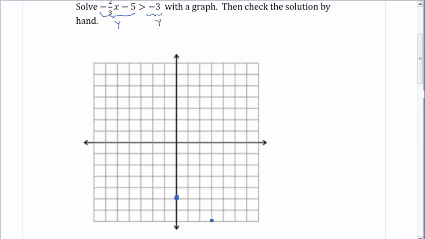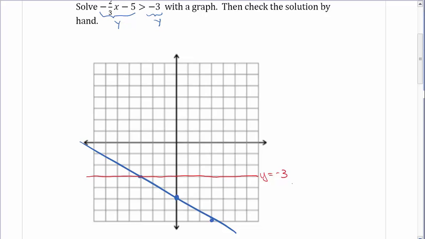So I get a point here, and then if I go the other direction, up 2 and to the left 3, I get a point here. So I'm going to draw that line in. And then my other equation is y equals negative 3. That's a horizontal line here down at a y value of negative 3.